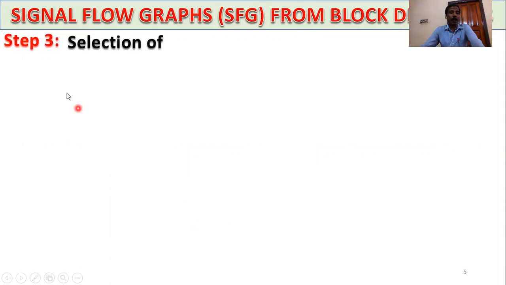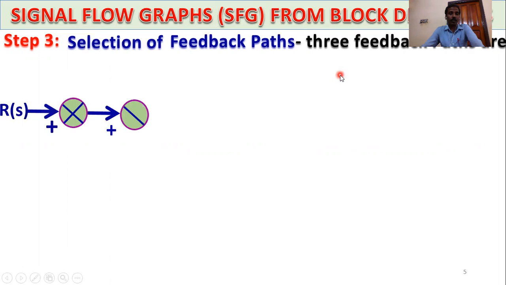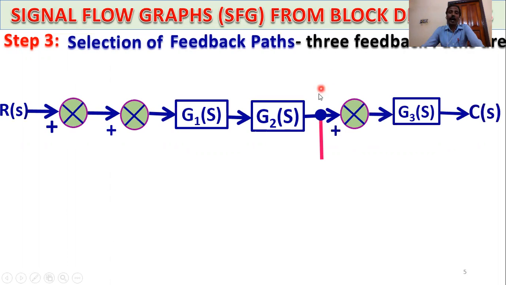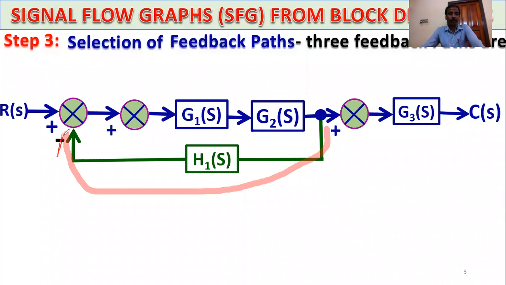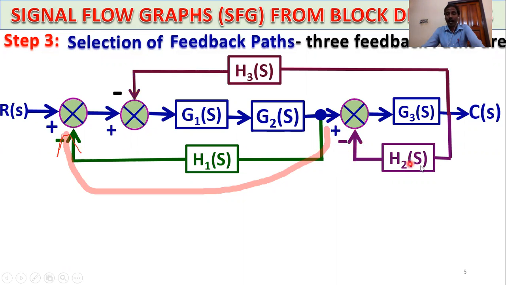So step number 3, selection of feedback paths. There are 3 feedback paths in this problem. First draw the forward path. This is the forward path, and this is the first feedback path. And again, this is the second feedback path. And this is the third feedback path in the block diagram.